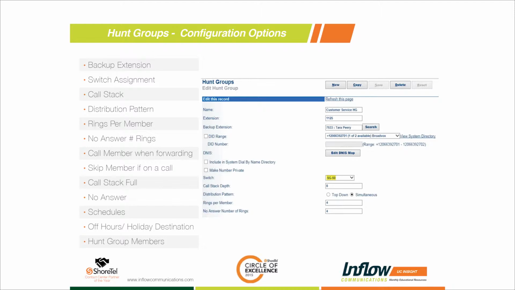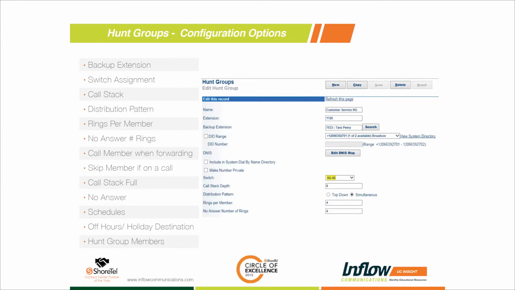We don't have a limitation, for most of our customers, on the number of hunt groups. I think there is a limit of 254 hunt groups. We don't have any customers using anywhere close to that. So you can build hunt groups for testing, for your IT teams, your accounting teams, all the different teams. The key thing to consider when building a hunt group is the backup extension.